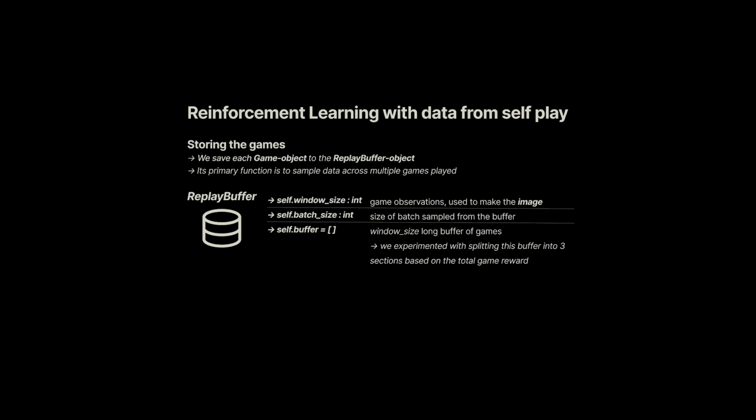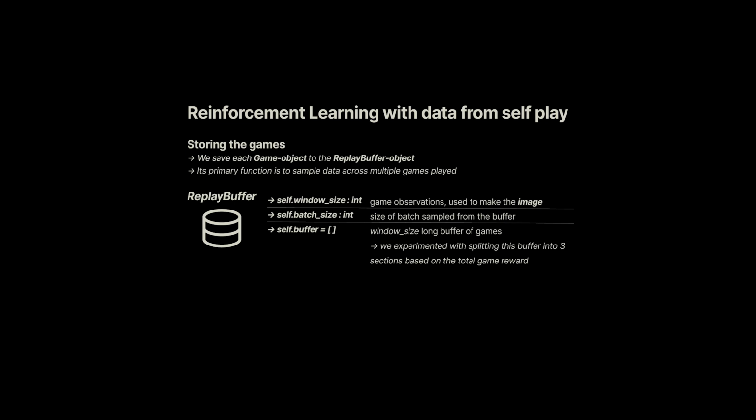We store these games in a replay buffer object, which has a window size, which is basically how many games it stores. We also have a batch size, which is how many samples we draw from the replay buffer. And the buffer itself, which is a window-sized long buffer of games. And we have experimented with splitting this buffer into 3 sections based on the total game reward, so we can keep good games and not have a replay buffer full of bad games.